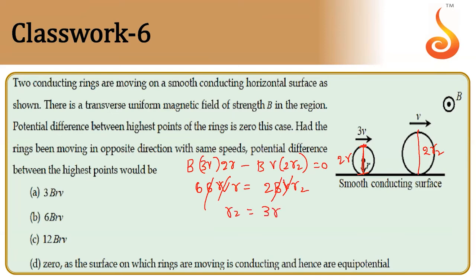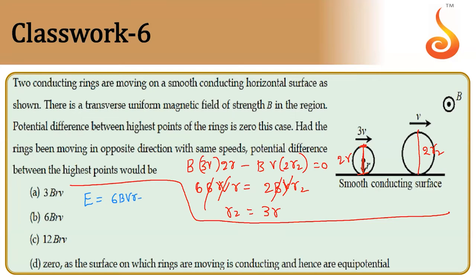Now when they are in the same direction, they'll add up. That means each ring will produce 6 BVR. So the total EMF will be 6 BVR plus 6 BVR. They will add up, so that equals 12 BVR. Copy that.